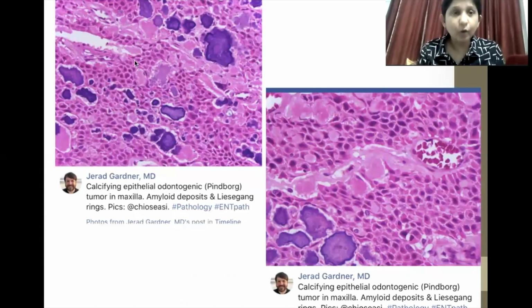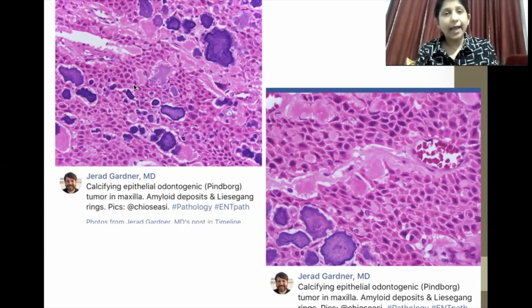Here you can see how prominent these cell junctions are. The intercellular junctions are in between. That's what you can see, like a small space between the cells. And this is amyloid production. All these areas are amyloid, and these are the calcifying areas of amyloid. So the calcifications which are seen in the amyloid areas are called Lees-Gang rings.